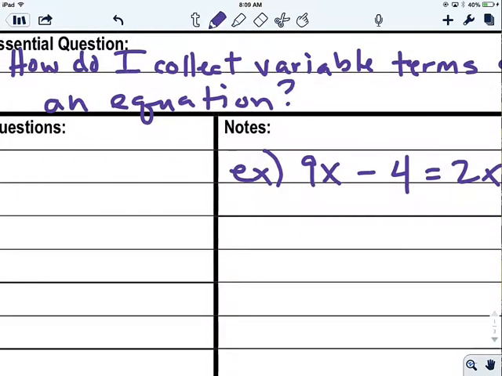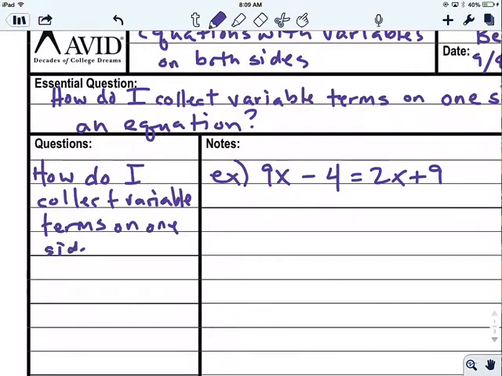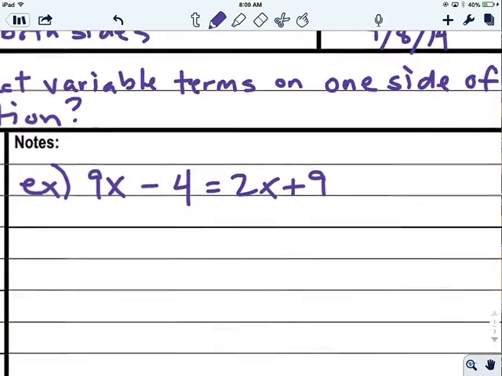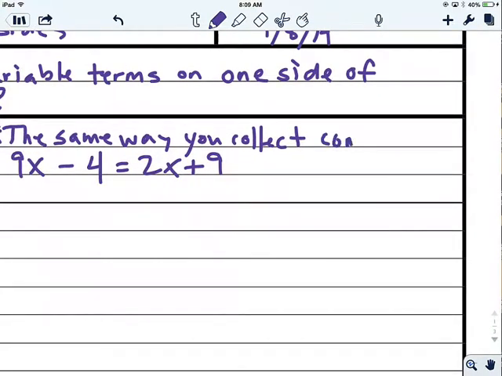And so we'll ask the question here, how do I collect variable terms on one side of an equation? And the answer is, I'm going to put a star here, the same way you collect constant terms.